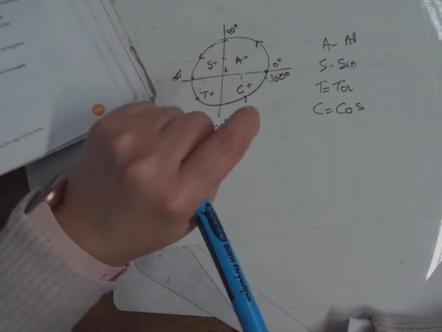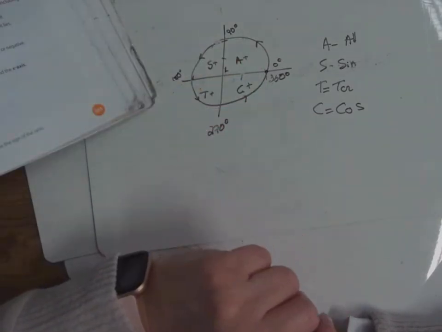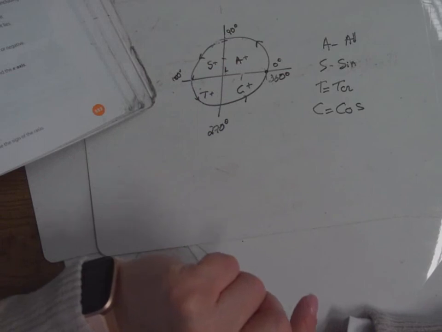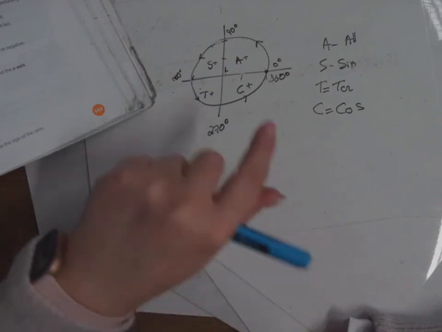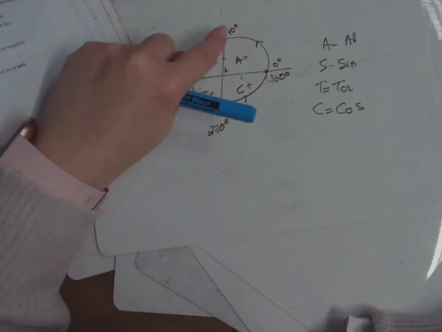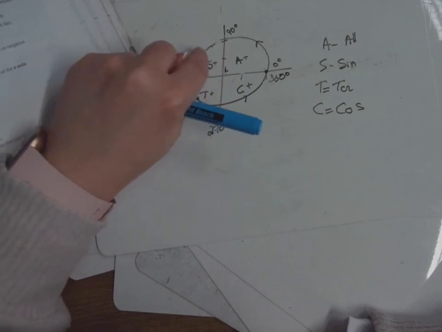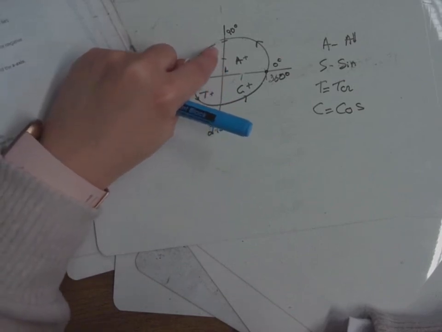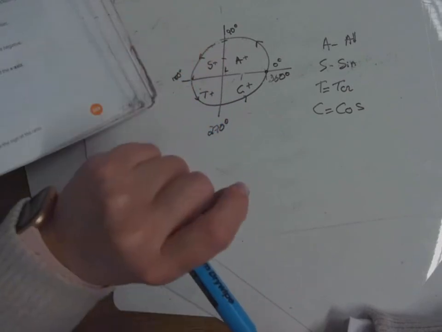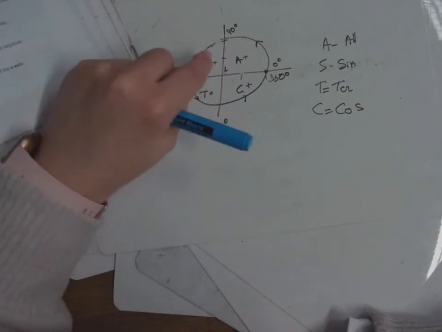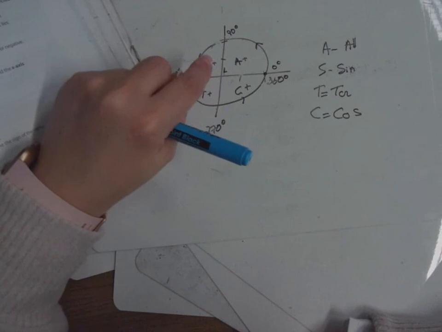Right, if I said cos of 100, where would 100 be? It's between 90 and 180, isn't it? So 100 is in here somewhere. So if I said cos of 100, what would you say? Negative, because the only one that's positive in here is sine.